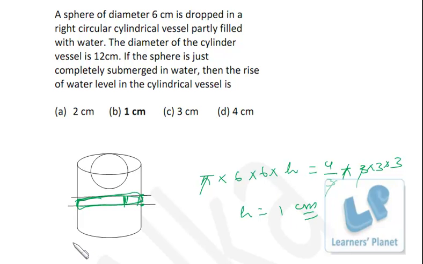So the problem can be done in seconds. What you just have to do, the increased water level is just because of the sphere, right? So the increased water level is in the shape of a cylinder. So here it is volume of cylinder, and on the right hand side, because this volume is because of the sphere, we equated the volume of this water in the cylinder to the volume of the sphere, right? So we get h. So it's a 30-second problem, and you don't need to draw the diagram, right? You can visualize the image in your mind, and that I would recommend.